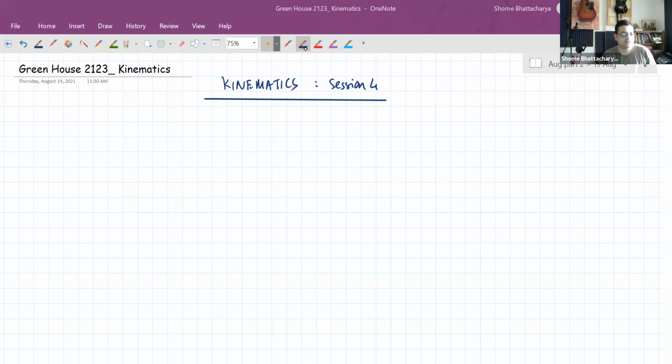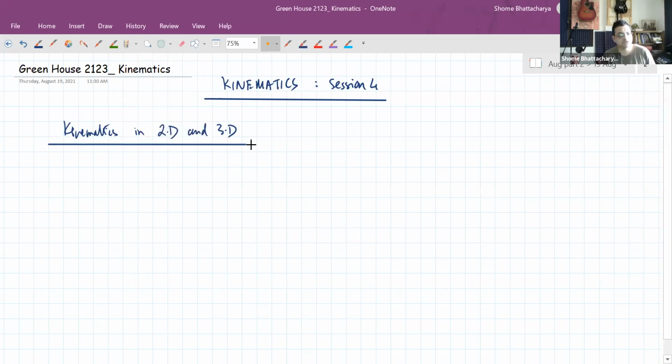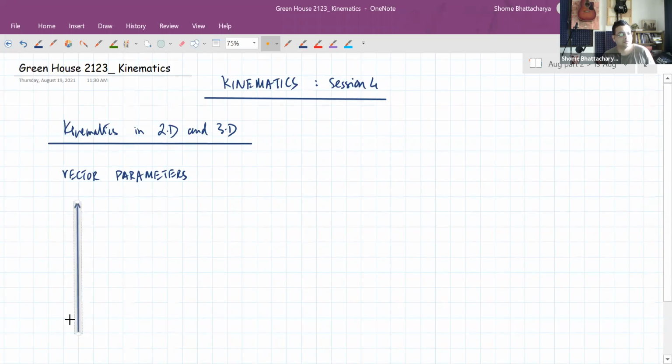So today we will start the next part of kinematics, which is in general, we will talk about kinematics in 2 and 3 dimensions. And particularly, we will start with the application of this in projectile motion. So first of all, when we are talking in 2 or 3D, we talk about the vector parameters. So our reference frame becomes a 3-dimensional coordinate frame in general.